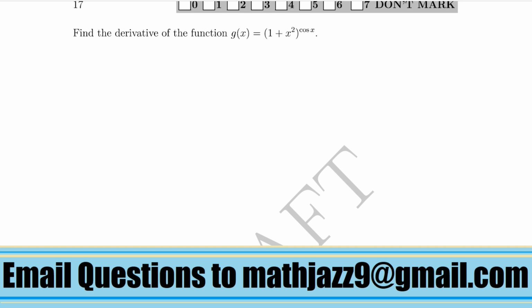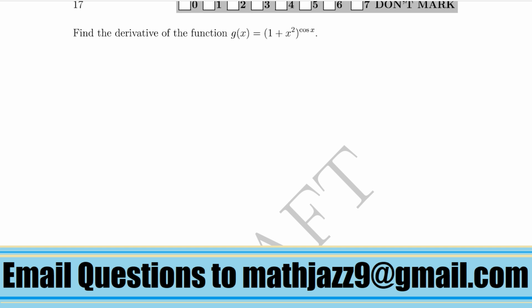Well, what's the derivative of the natural log of 1 plus x squared? It's going to be 2x on the top and 1 plus x squared on the bottom. We get this. We multiply by g on both sides. We get g prime all by itself, which is what we were looking for in the first place.